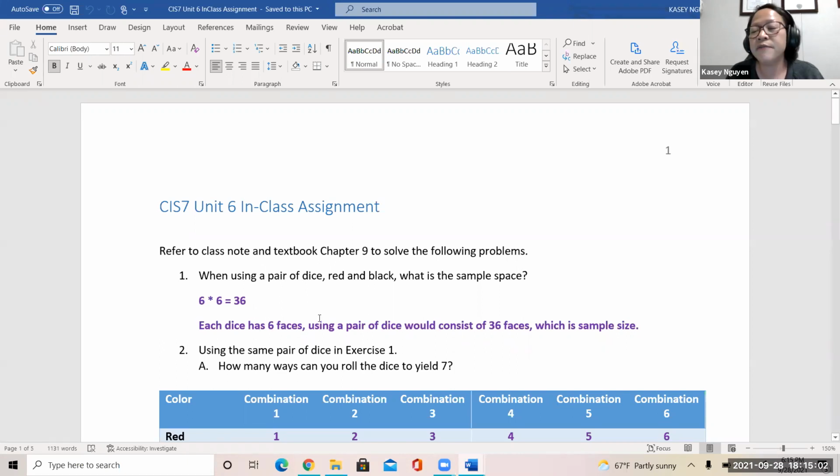So cardinality of the first dice is 6. Second cardinality is another 6. You multiply that, you get 36.